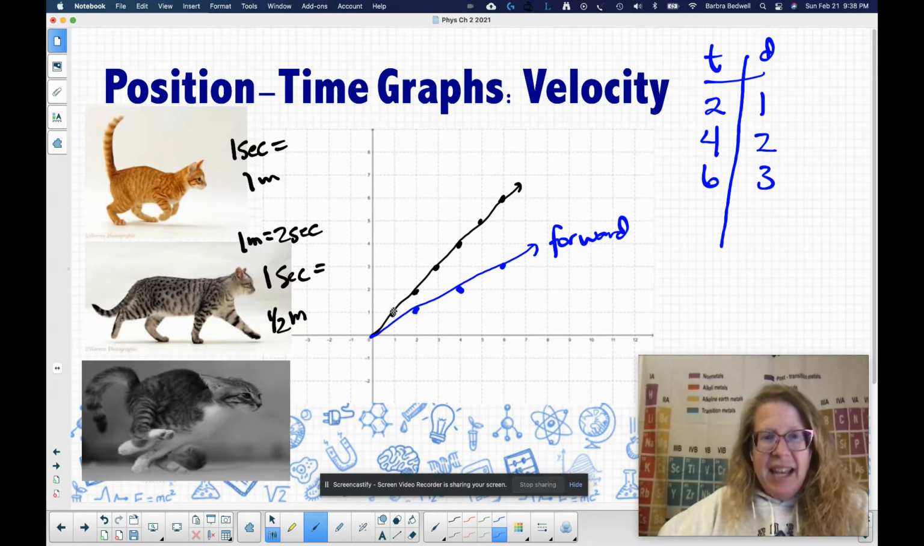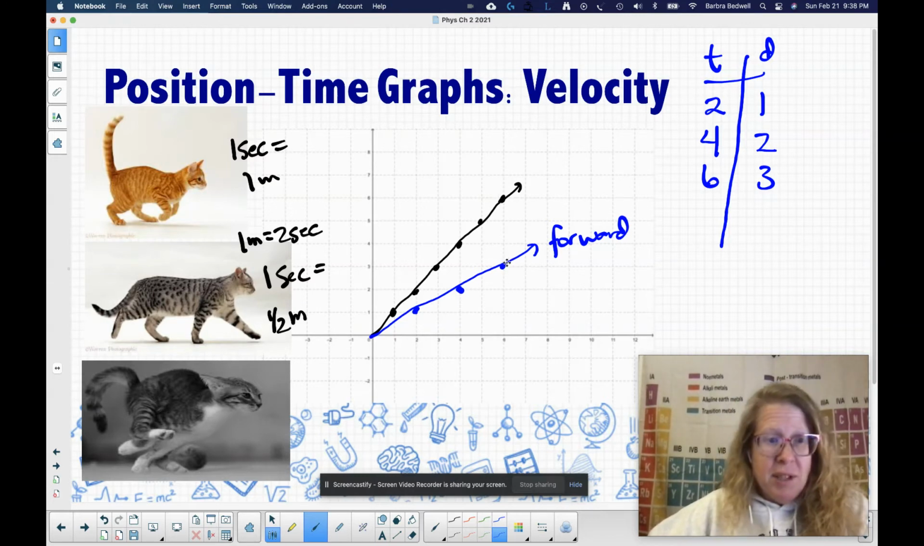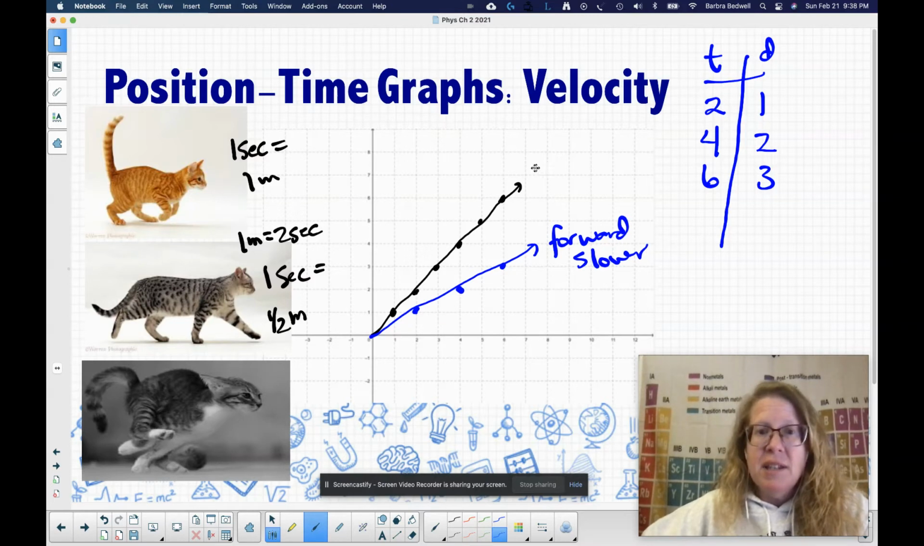In 1 second, or I should say, we can go over here. In 6 seconds, the little orange cat is going 6 meters. But in 6 seconds, the spotted cat in the middle is only going 3 meters. It's slower. So this is forward, slower, right? This is forward. I don't know if it's faster, but right?